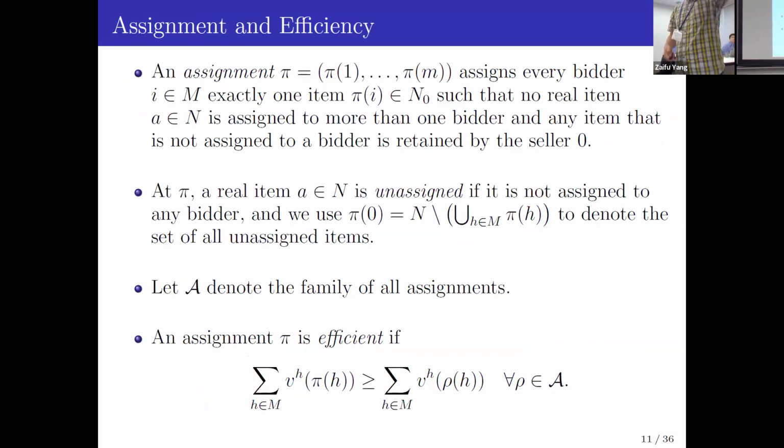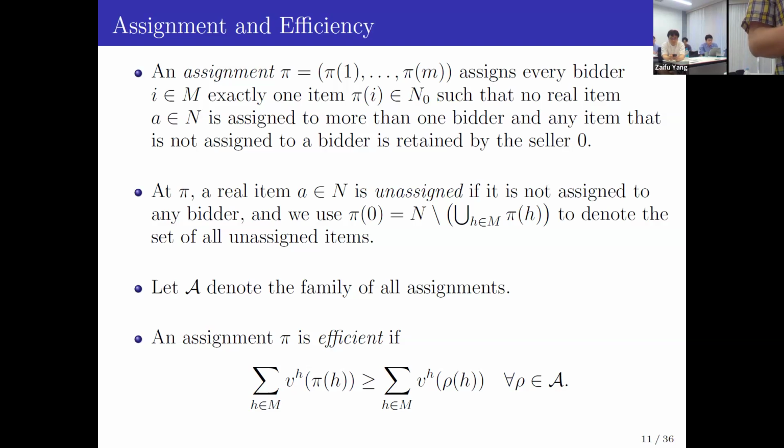Okay, then we have, this is just a refreshment. The assignment is just a redistribution of atoms among all agents in such a way that no real atom should be assigned to more than one agent. It's possible some agents might not get any atom, in that case they get the dominant atom. And it's possible some real atom might not be sold, then those atoms should be kept by the seller.